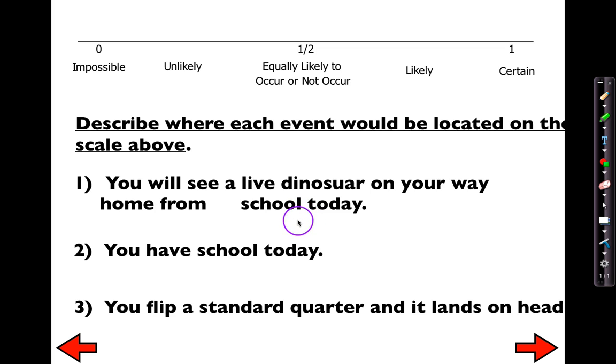You flip a standard quarter and it lands on heads. Hopefully your answer is equally likely to occur because there is a 50% chance it will be heads and there is a 50% chance it will land on tails.